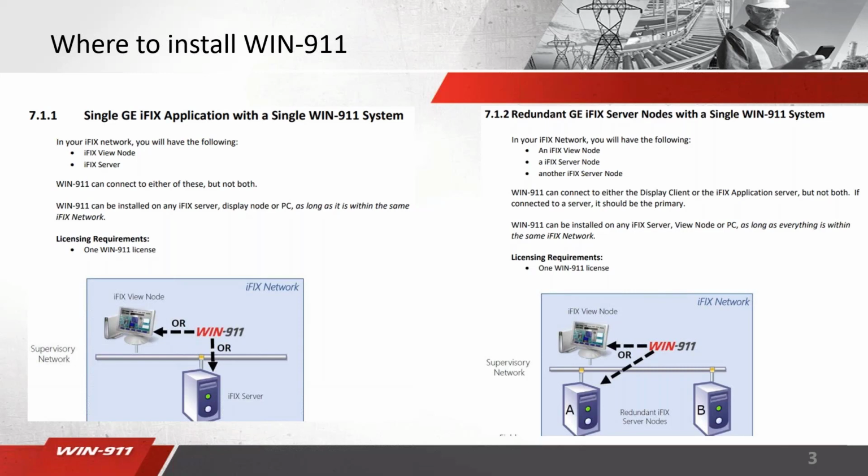And then on the right side here, it's kind of the same thing regardless of how many redundant iFIX server nodes you have. WIN-911 needs to be installed on one of those server nodes or on the iFIX view node. So this can scale as large as you might have in your system. But as long as we're on one of those servers or the view node with access to the alarms, that's where you want to install WIN-911.